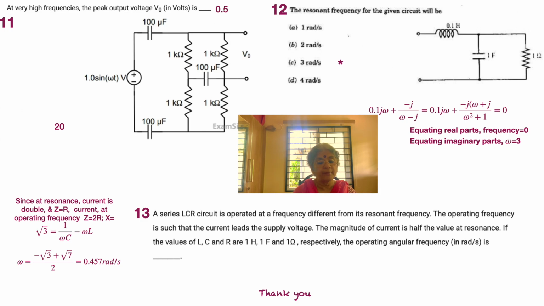Whether the 100 microfarad in between is a short or an open does not matter, because the output voltage is half of the whole lot. And the two capacitors that we have at the two terminals of the source happen to have shorted out because of very high frequency. So that's also a simple problem.